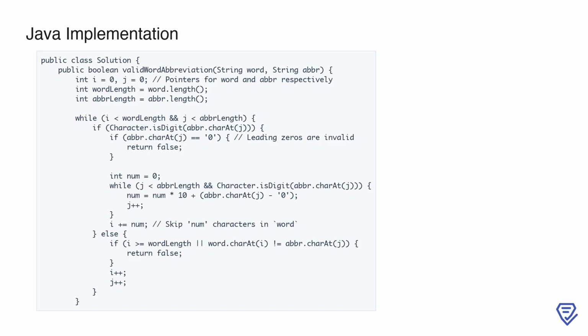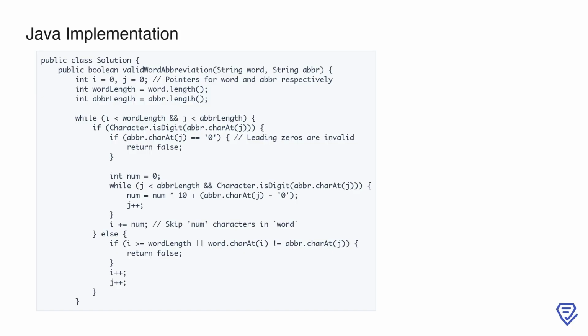Inside the while loop, which continues as long as both pointers are within their respective bounds, we first check if the current character in abbr is a digit. If it is, we ensure it's not a leading zero, as leading zeros in abbreviations are considered invalid. Then, we calculate the numeric value represented by consecutive digits in abbr. This value, stored in number, determines how many characters we skip in word. After processing the digits, we move the pointer j forward and increment i by the value of number.